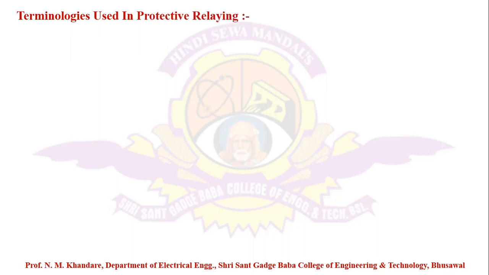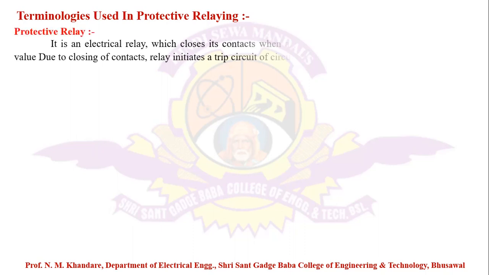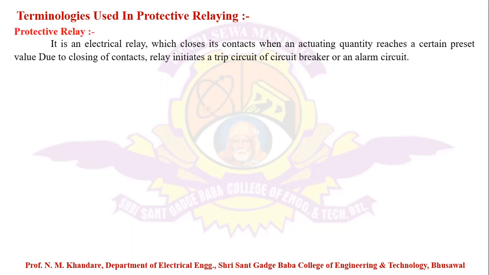Terminology used in protective relaying. First of all, as the title says, the protective relay. The protective relay is the device which senses the fault occurring on the system and gives the signal either to the alarm circuit or to the circuit breaker to trip it.